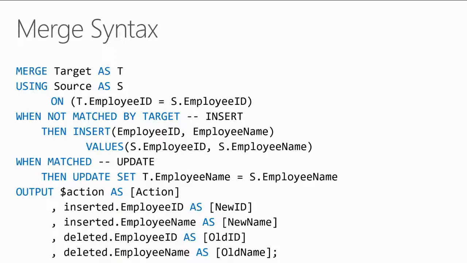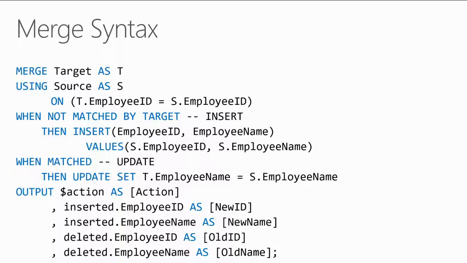So merge target, where do I want to send the data? Using source, where's the data coming from? And then finally, my join statement. So what's going to be the match? What's going to identify whether or not something is new or something is old? And if it's new, that's going to be when not matched by target. There's our insert statement. When it is matched, already exists, that's going to be our update statement.